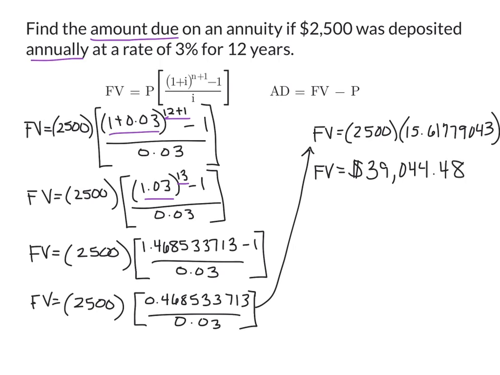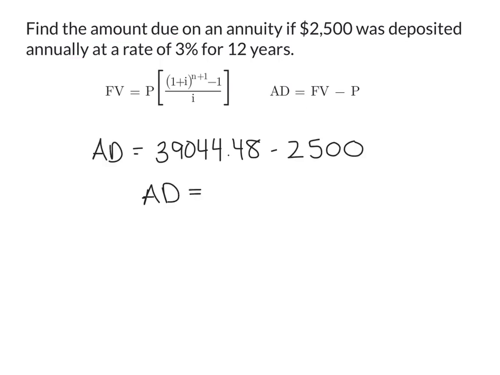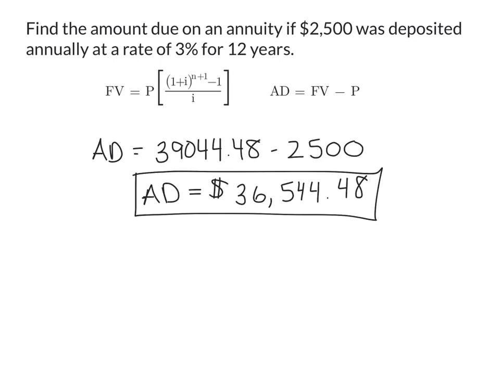Now this is the future value. We're not done with the problem yet. We want to take the future value and plug it into our formula, and then we'll find the amount due, which is our final answer. So the amount due equals $39,044.48 minus $2,500. When we do that, we get a final answer of $36,544.48. And that is the amount due on the annuity.